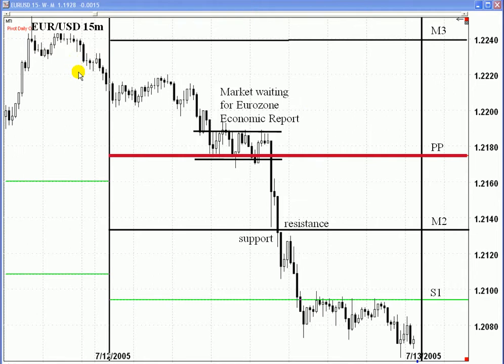Price on this occasion moves into the market in the sell zone, and here what we had was a consolidation at the central pivot, waiting for the Eurozone to come out with an economic report, and when the report came out, it spiked right down to M2, first level of support, and then came back, tested resistance, and then continued to move down.